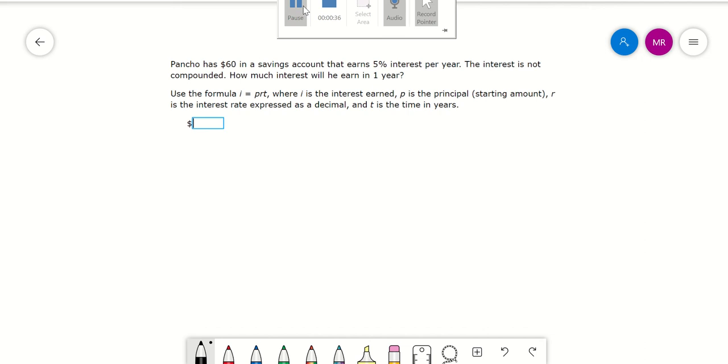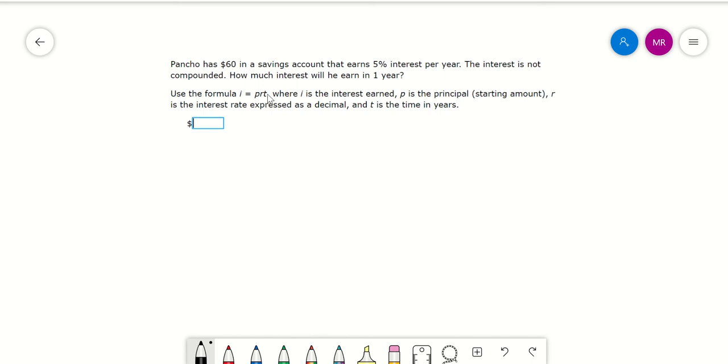But simple interest uses this formula here: interest equals principal times rate times time. Remember, principal is how much money you put into the account. Rate is the percentage return you get, but we're going to express this as a decimal. And then time is how long it's in the account in years. So if it's in for 1 year, time is 1. If it's in for 2 years, time is 2. If it's in for 6 months, that's half a year, so it'd be 0.5 for T. That's going to be important here.